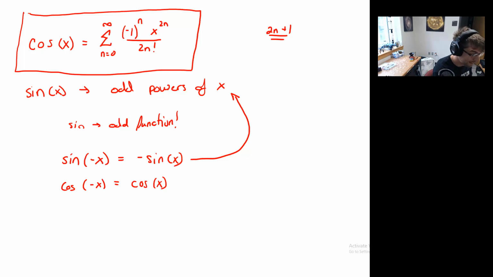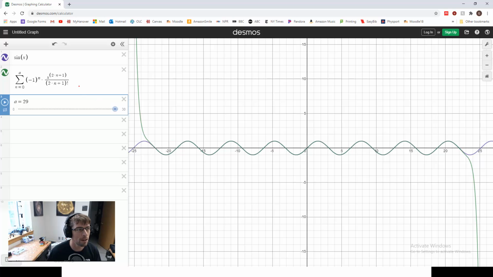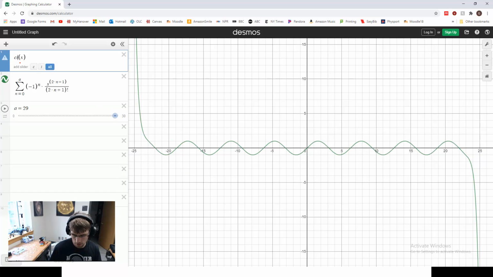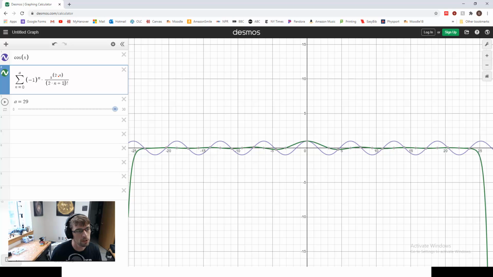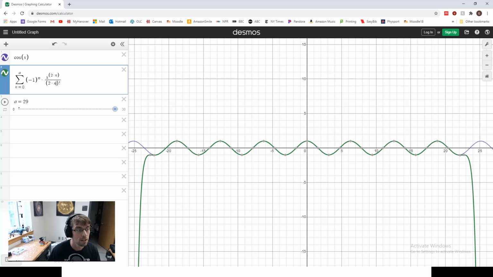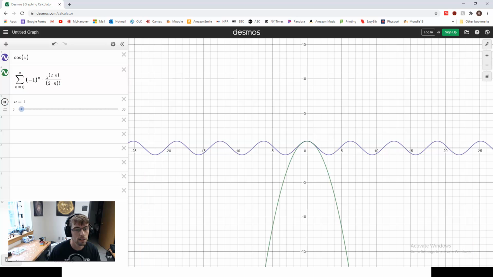Okay, last one, I promise, but like I said, you have this powerful tool. When you have a hammer, everything looks like a nail. So let's go ahead and do cosine of x. There we go. And instead of n plus 1, we just shift this so it's just n. So we have our cosine function. And go ahead, go.